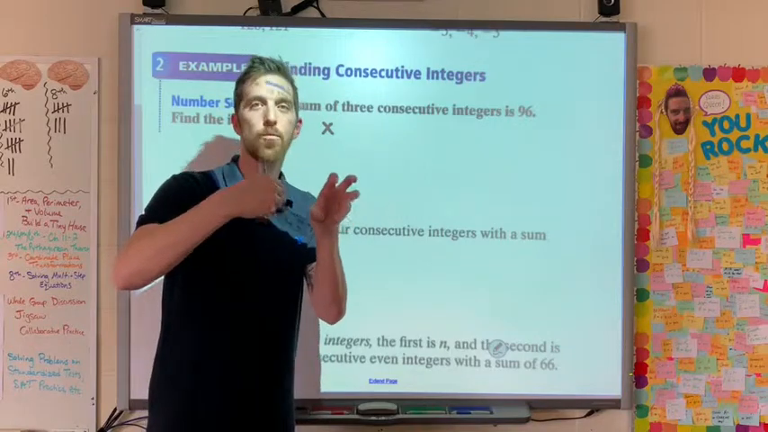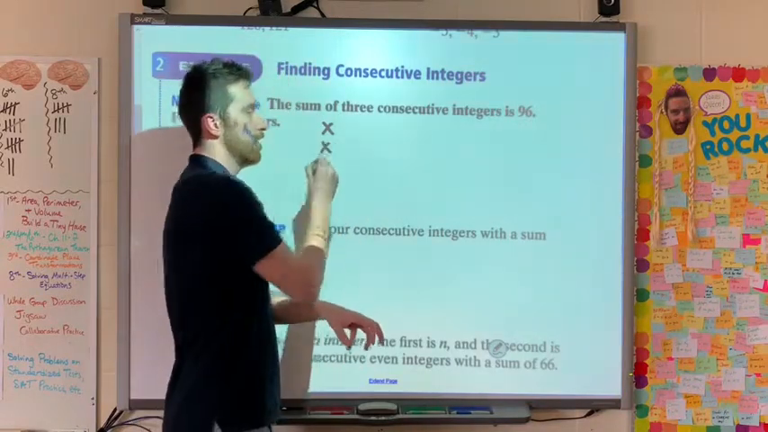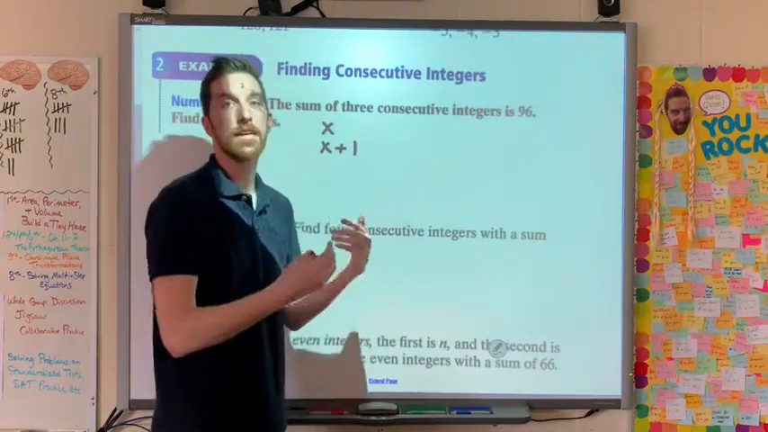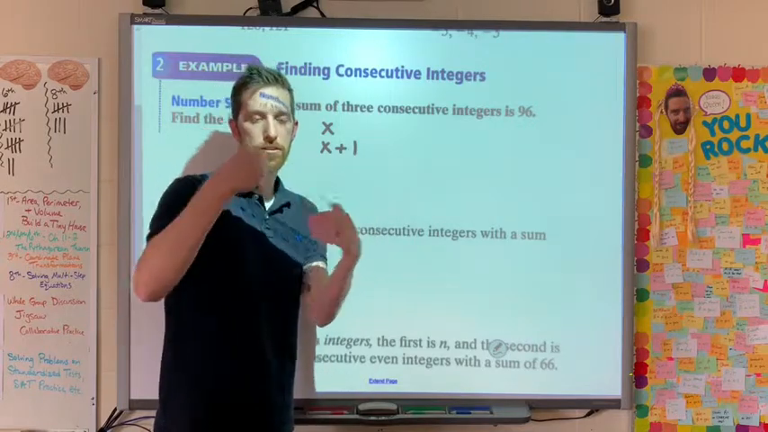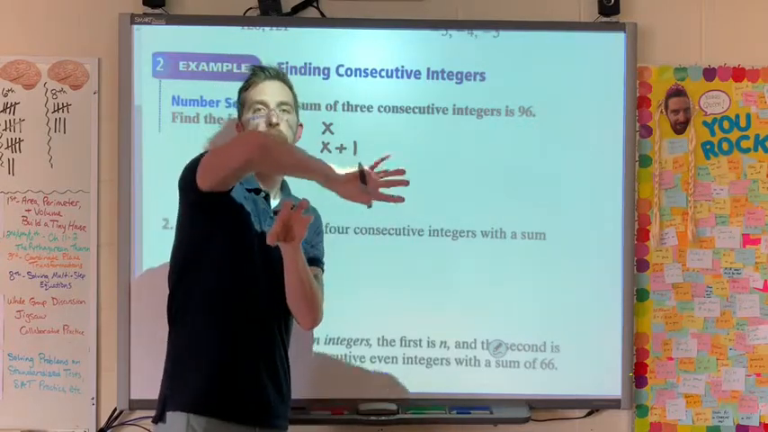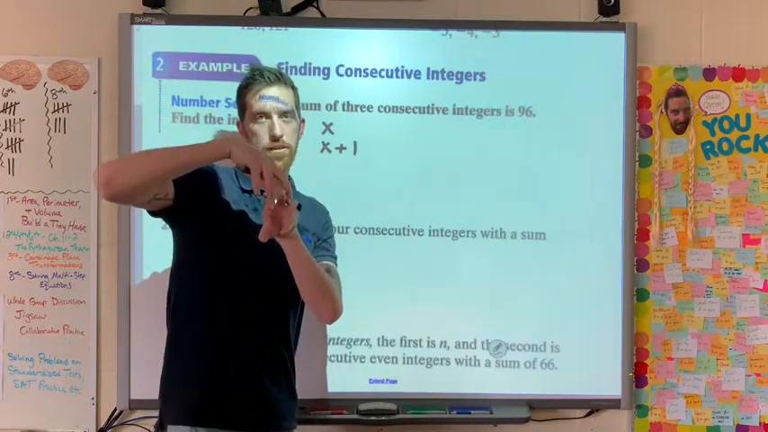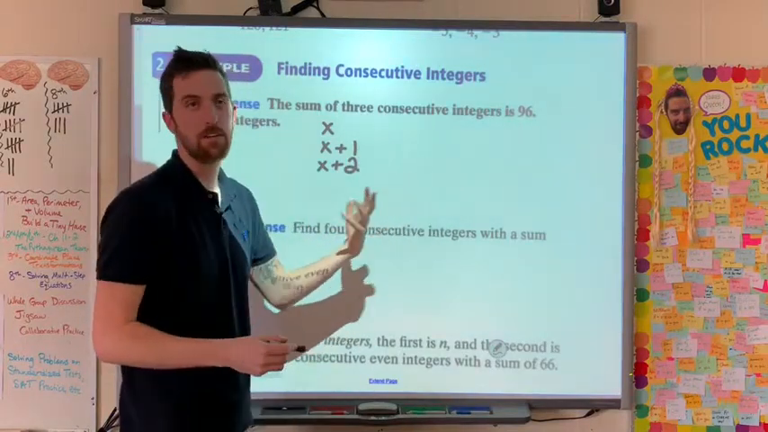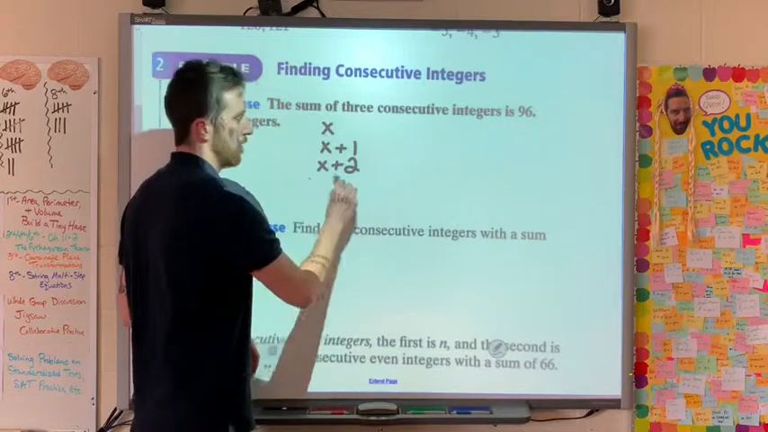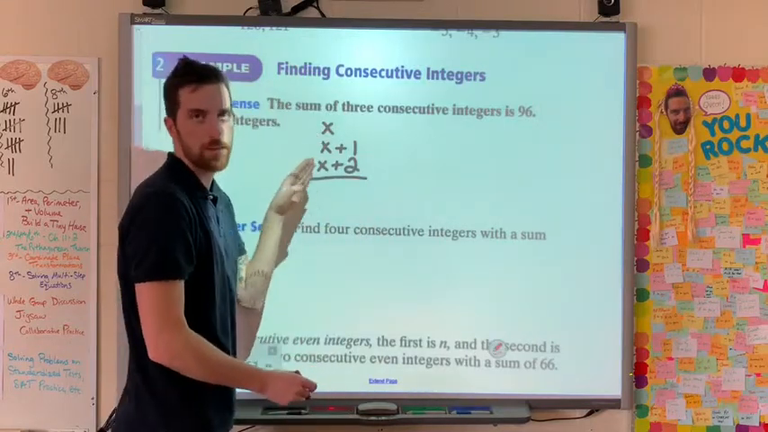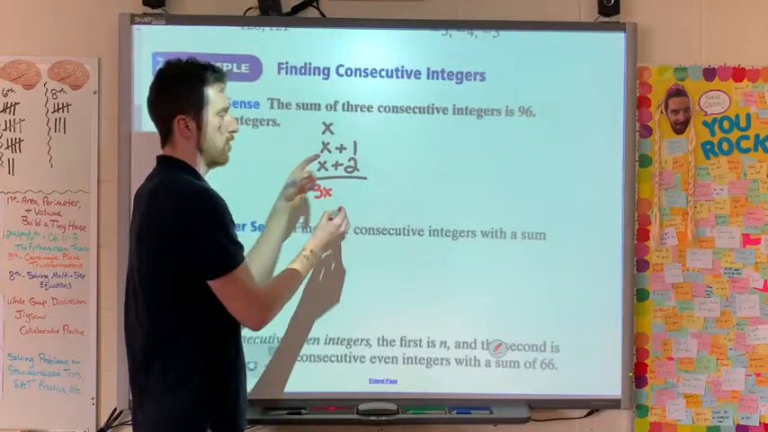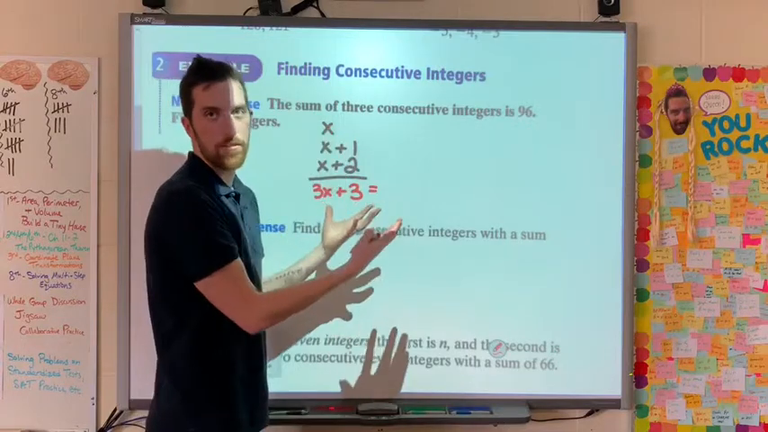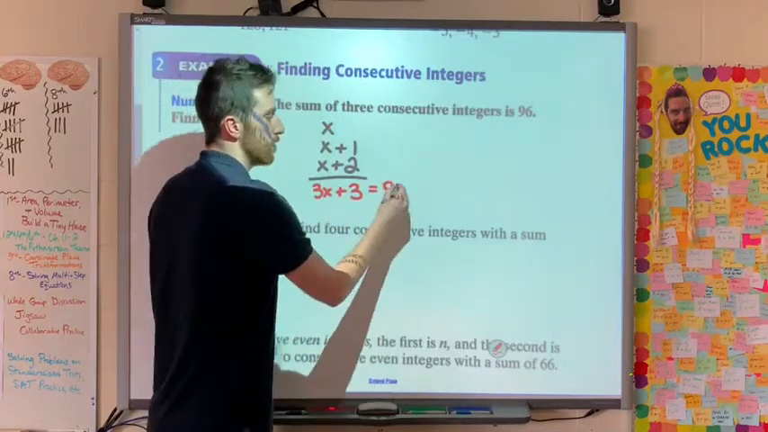X, first unknown number. Now, if I was thinking of 7, 8, and 9, and the first number was 7, if I'm talking about 8, that's one higher than that. So I could say that it was the original number plus 1. Now the next one, the original number 7, and now 2 higher than that, 9, you would say is our unknown number plus 2. So this could represent our three numbers here. Now if we add this up, 1x plus 1x plus 1x is 3x. 1 plus 2 is 3. And we want all these numbers to add up to 96.